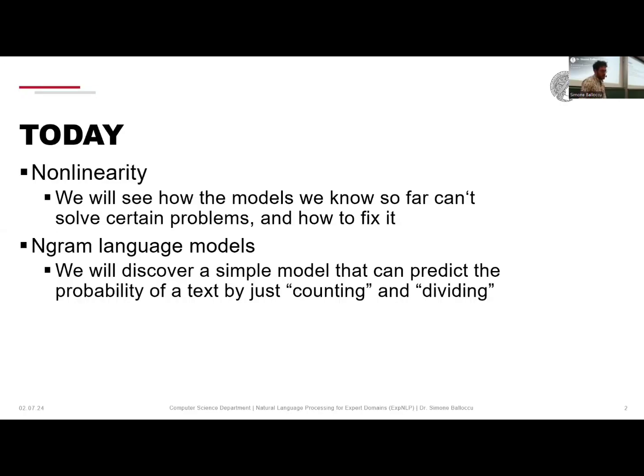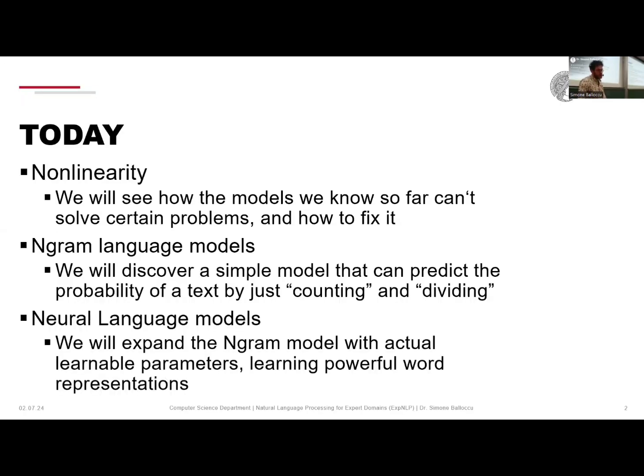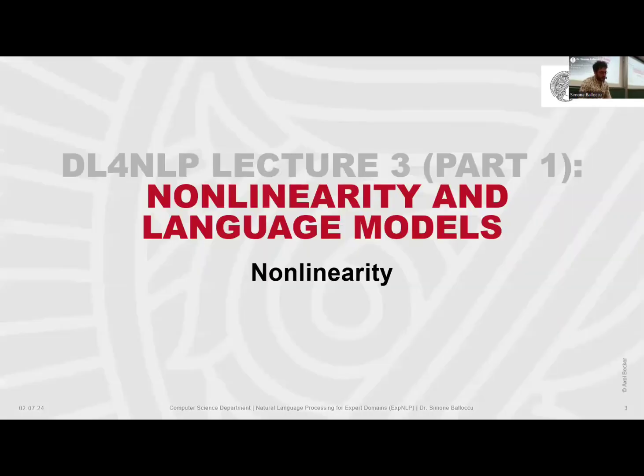This model just works by counting and dividing numbers, and it's very simple, also very limited. So to address that, you're going to see a neural language model. We'll expand the n-gram model with actual parameters we can learn, and we can see that this will learn powerful word representations, which you may know by their most popular term, word embeddings. So exciting, hopefully. Let's start with nonlinearity.